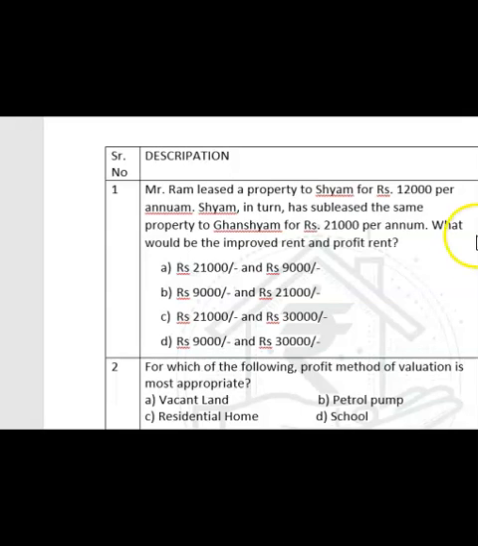Here, lessee Shyam is collecting from Ghanshyam 21,000 per annum. So 21,000 is called improvement rent. Profit rent. Profit rent is a difference between improvement rent minus head rent. Balance money with lessee is called a profit rent. After getting improvement rent, he is paying 12,000 rupees to lessor. The balance 9,000 is in his pocket. So 9,000 will call a profit rent. So many times MCQ coming in this IBBI examination. In my exam also one number MCQ came.